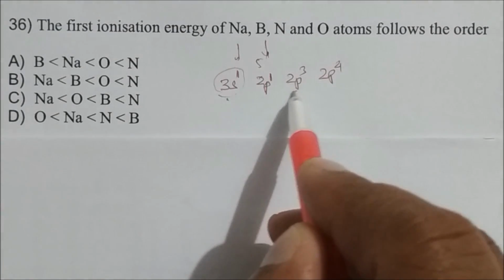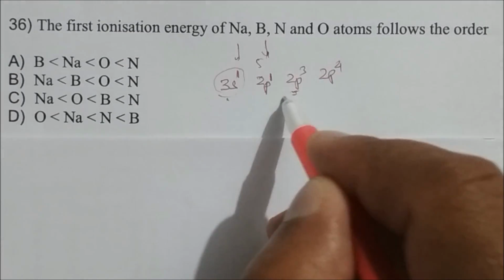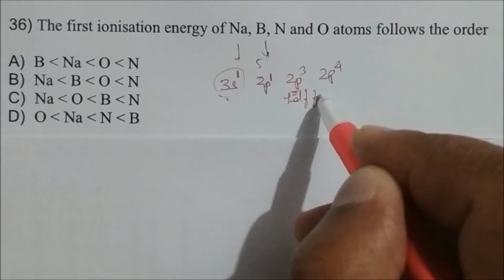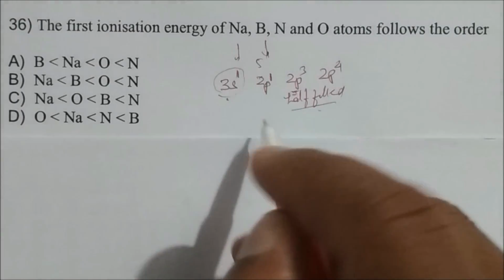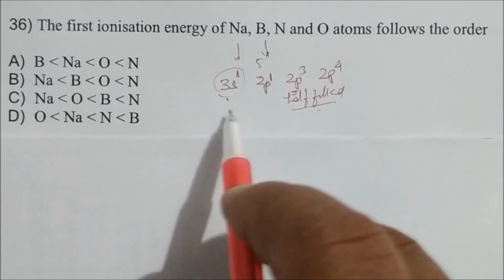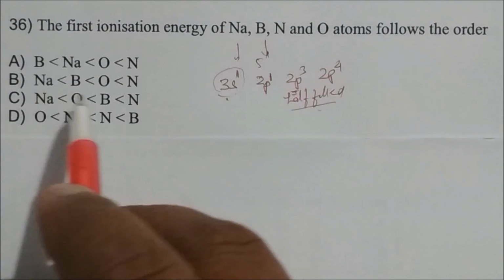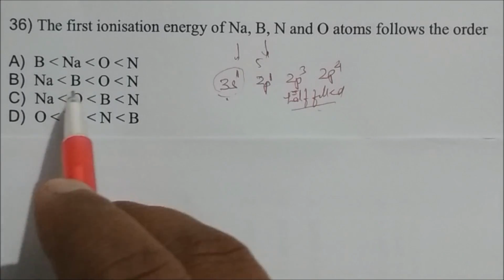And in the case of nitrogen, you will get the maximum energy because it is a half filled orbital. In the case of a half filled orbital, it is very difficult to take out the electrons. So in our options, if you see carefully, sodium and nitrogen are coming. Now let us check for boron and oxygen.